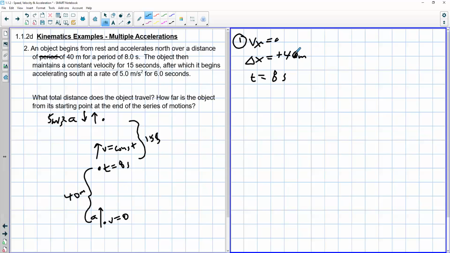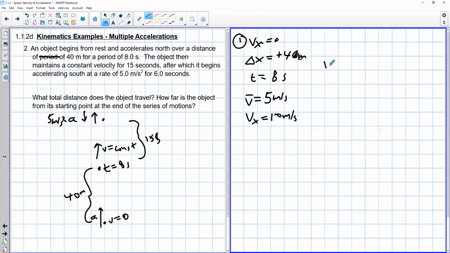So what can we do with this? Well, we can calculate what the average speed is. The average speed is 40 meters over 8 seconds, or 5 meters per second. Now, if the starting speed is 0 and the average speed is 5, that must mean our final speed is 10.